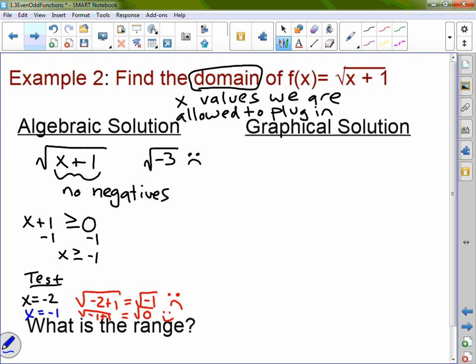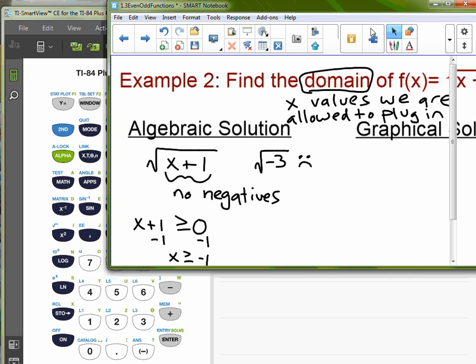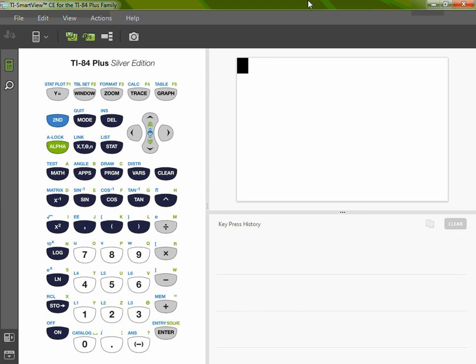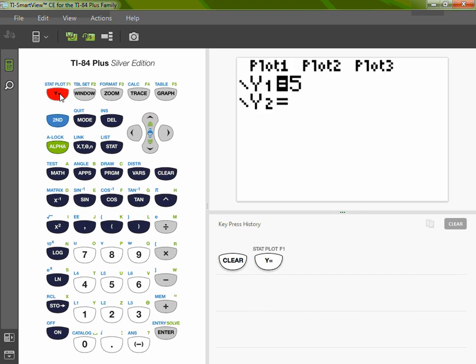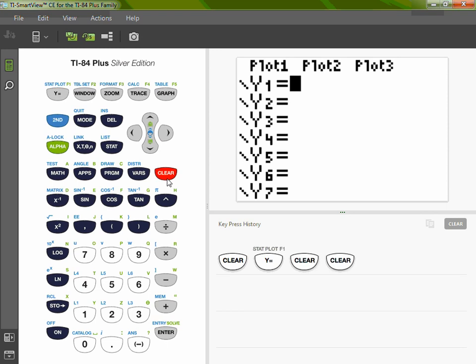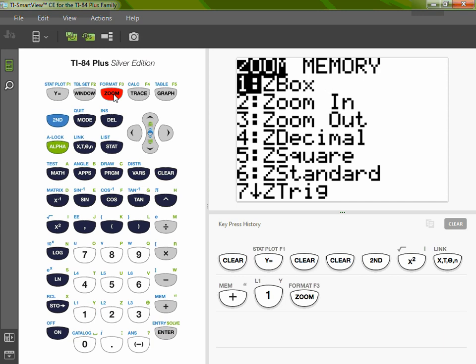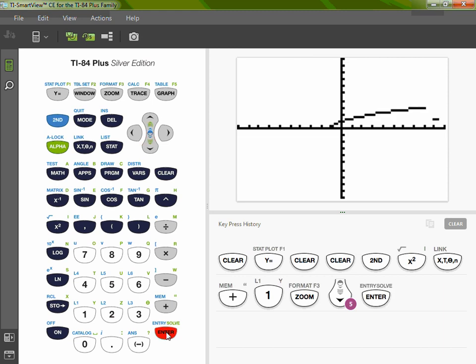But graphically, that's a different story altogether. So let's get our graphing calculator out. So here's my graphing calculator. Oh, it's already on. That's good. So I'm going to go to y equals, and clear that stuff out, and type in the square root of x plus 1. And just to make sure that I'm zoomed where I need to be, I'll zoom standard. I like zooming standard just in case I went somewhere else last time I was graphing. And so we get this.